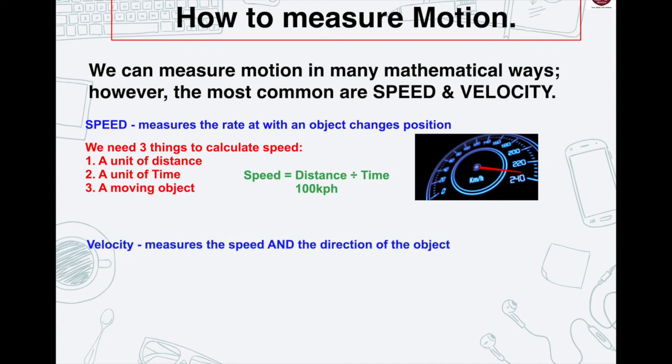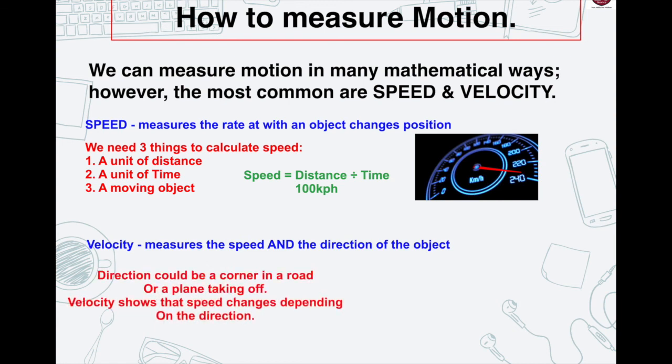Now, how is velocity different? Well, velocity measures speed and takes into consideration the direction of the object. The direction could be a corner in a road or a plane taking off, so it could be going up or down. And velocity shows that the speed changes depending on the direction. And if you don't want the speed to change, you have to put more force into the object moving. But that's all for another lesson.